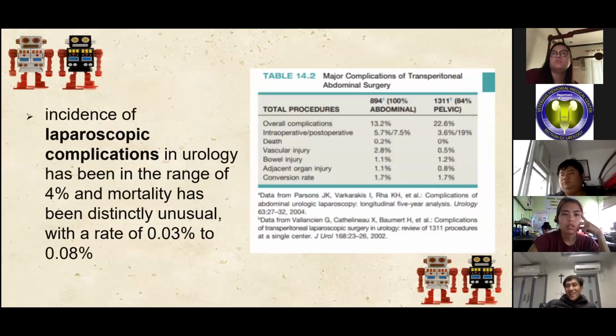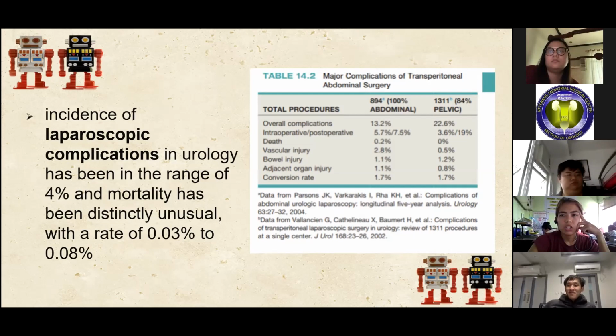So next, we have the complications and troubleshooting in laparoscopic and robotic surgery. So the incidence of laparoscopic complications in urology has been in the range of 4%, and mortality has been distinctly unusual, with a rate of 0.03% to 0.08%.